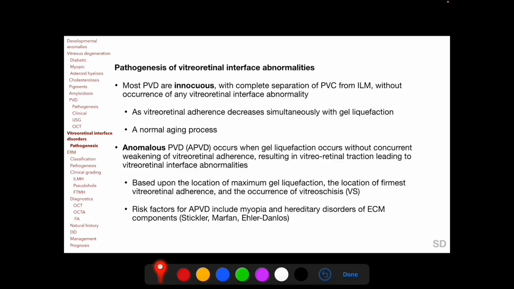On the other hand, anomalous posterior vitreous detachment, or APVD, occurs when liquefaction of vitreous gel takes place without concurrent weakening of vitreoretinal adherence, resulting in vitreoretinal traction leading to vitreoretinal interface abnormalities. As we will discuss, the occurrence of these abnormalities is based upon the location of maximum gel liquefaction, the location of firmest vitreoretinal adherence, and the occurrence of vitreoschisis.